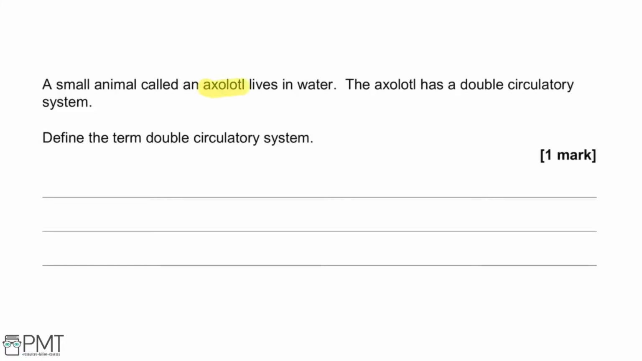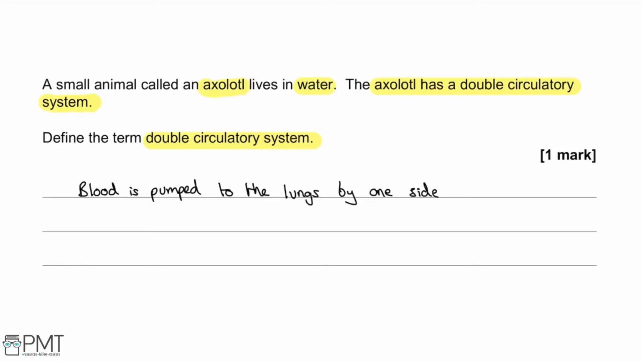A small animal called an axolotl lives in water. The axolotl has a double circulatory system. Define the term double circulatory system. So this is a system when the blood is pumped to the lungs by one side of the heart and pumped to the body by the other, so it almost works in 2 loops, hence double. And the advantage of this is that it keeps the oxygenated blood separate from the deoxygenated blood.